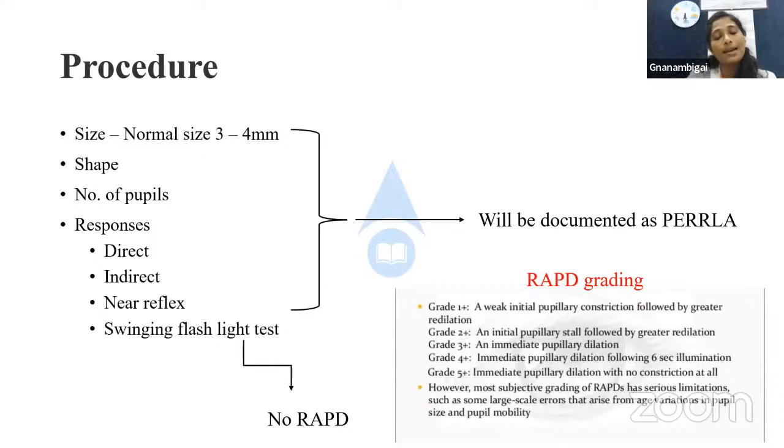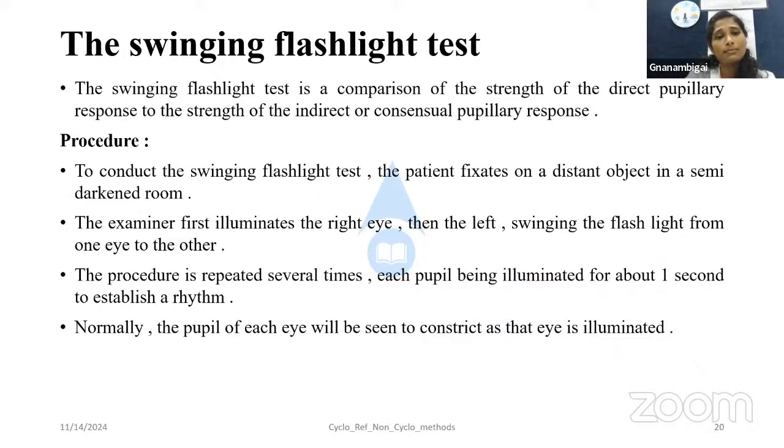The swinging flashlight test is usually used to test for RAPD, relative afferent pupillary defect. The swinging flashlight test is the comparison of the strength of the direct pupillary response to the strength of the indirect or consensual pupillary response. Procedure: to conduct the swinging flashlight test, the patient fixates on a distance object in a semi-darkened room. The examiner first illuminates the right eye and then the left, swinging the flashlight from one eye to the other. The procedure is repeated several times, each pupil being illuminated for about 1 second to establish the rhythm.